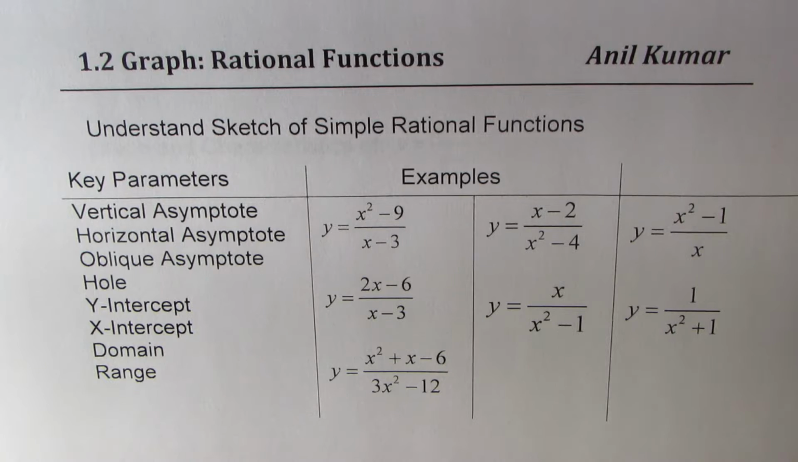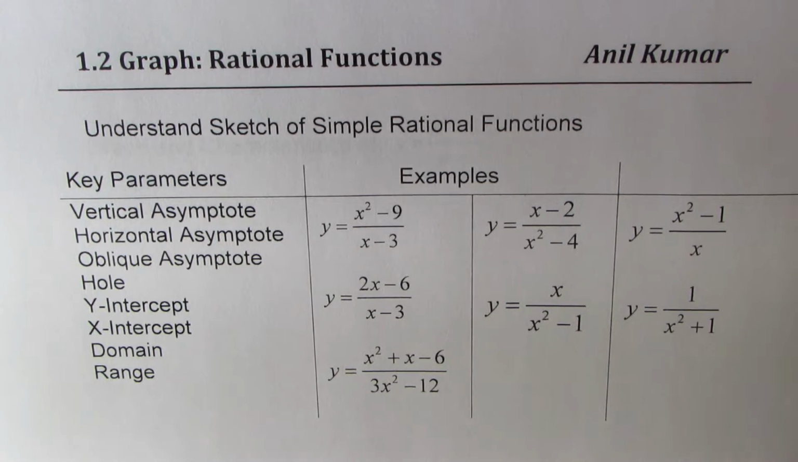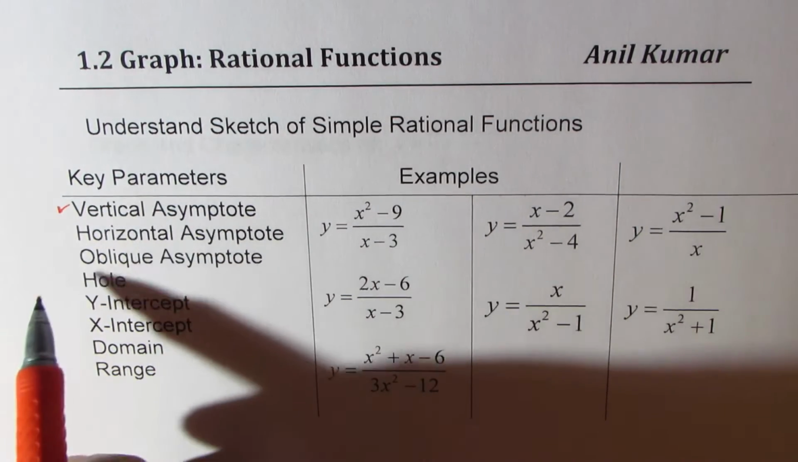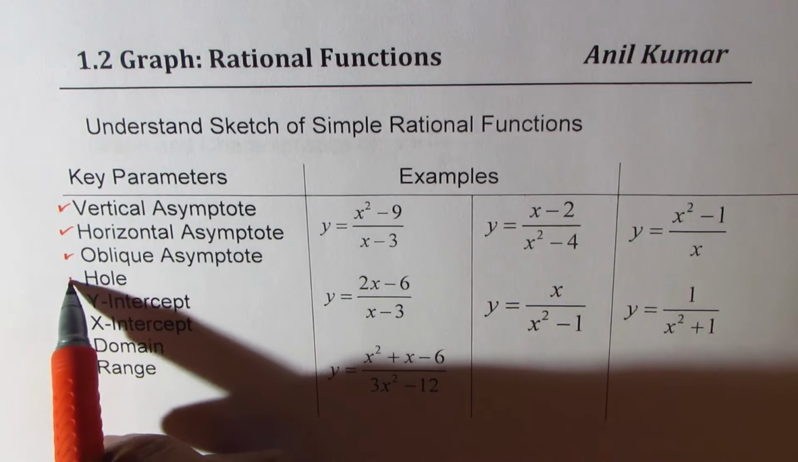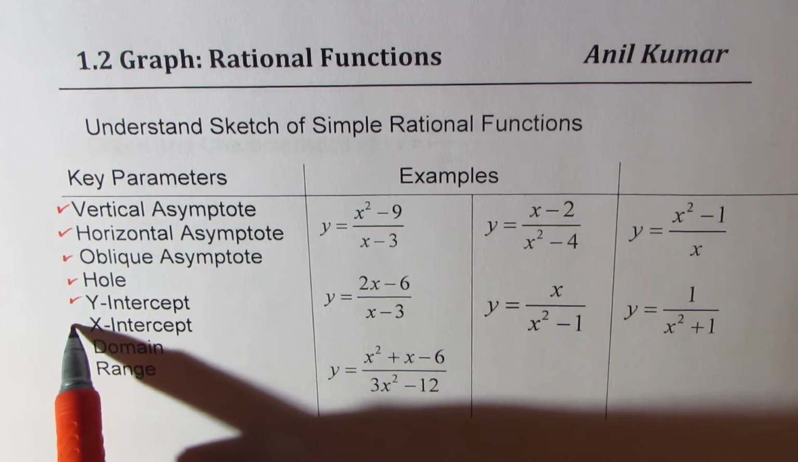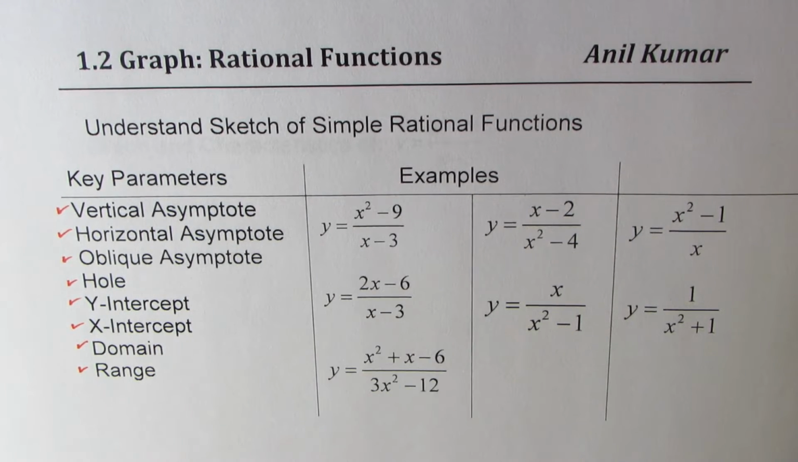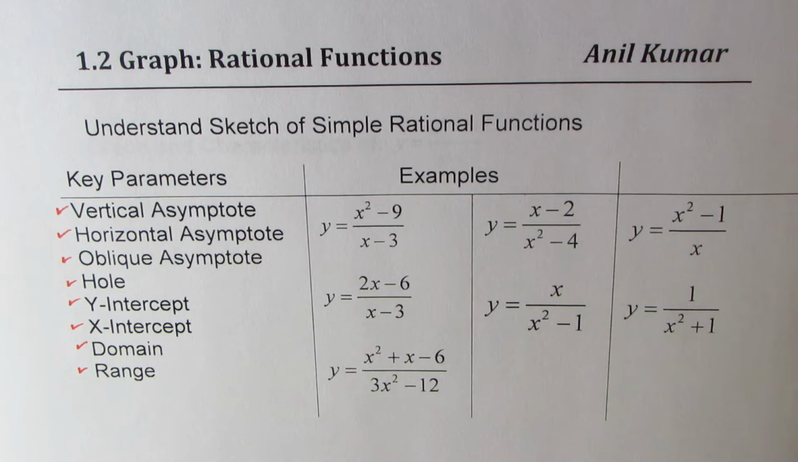We'll try to understand how to sketch the graph of rational functions. So I've taken up 7 examples here. We'll go through their graphs one by one. We're going to look into key parameters like vertical asymptote, horizontal asymptote, oblique asymptote, holes, y-intercepts, x-intercepts, domain and range. Now these are very key parameters which basically define your graph.